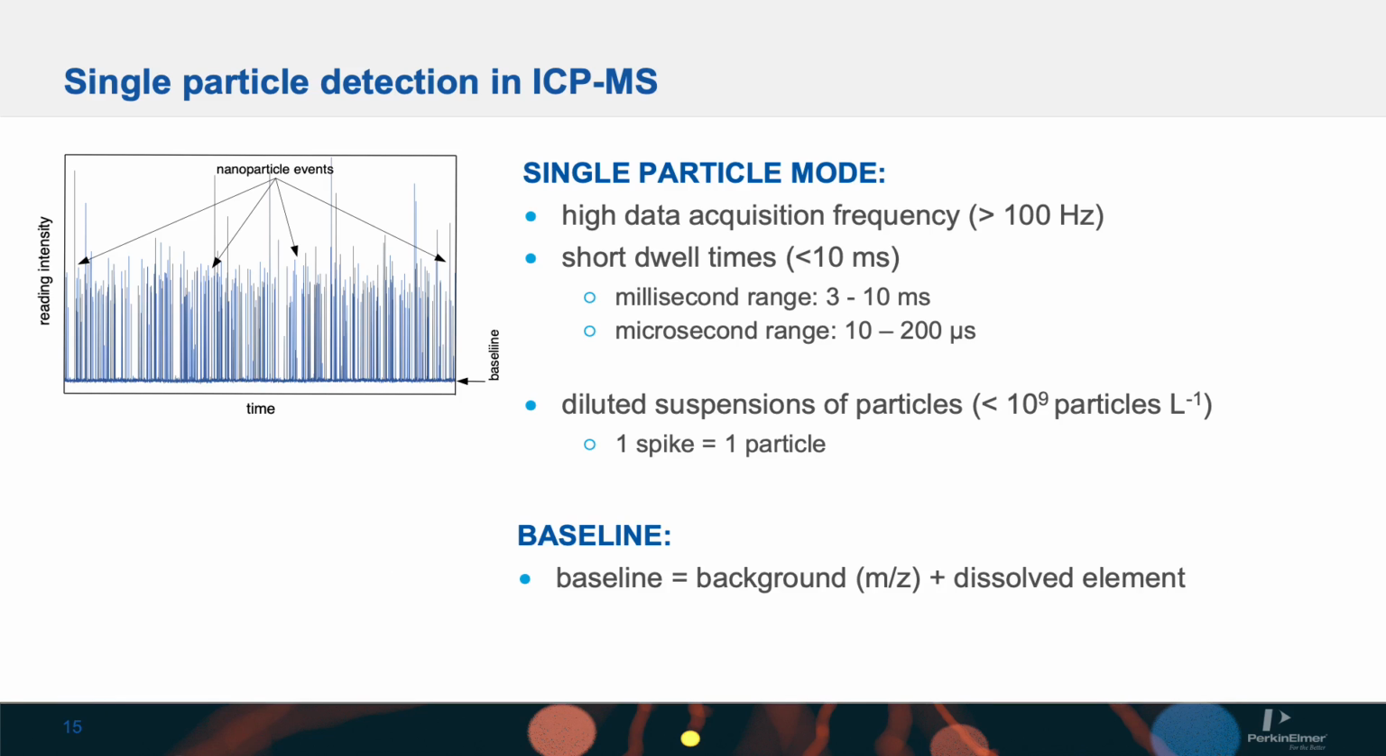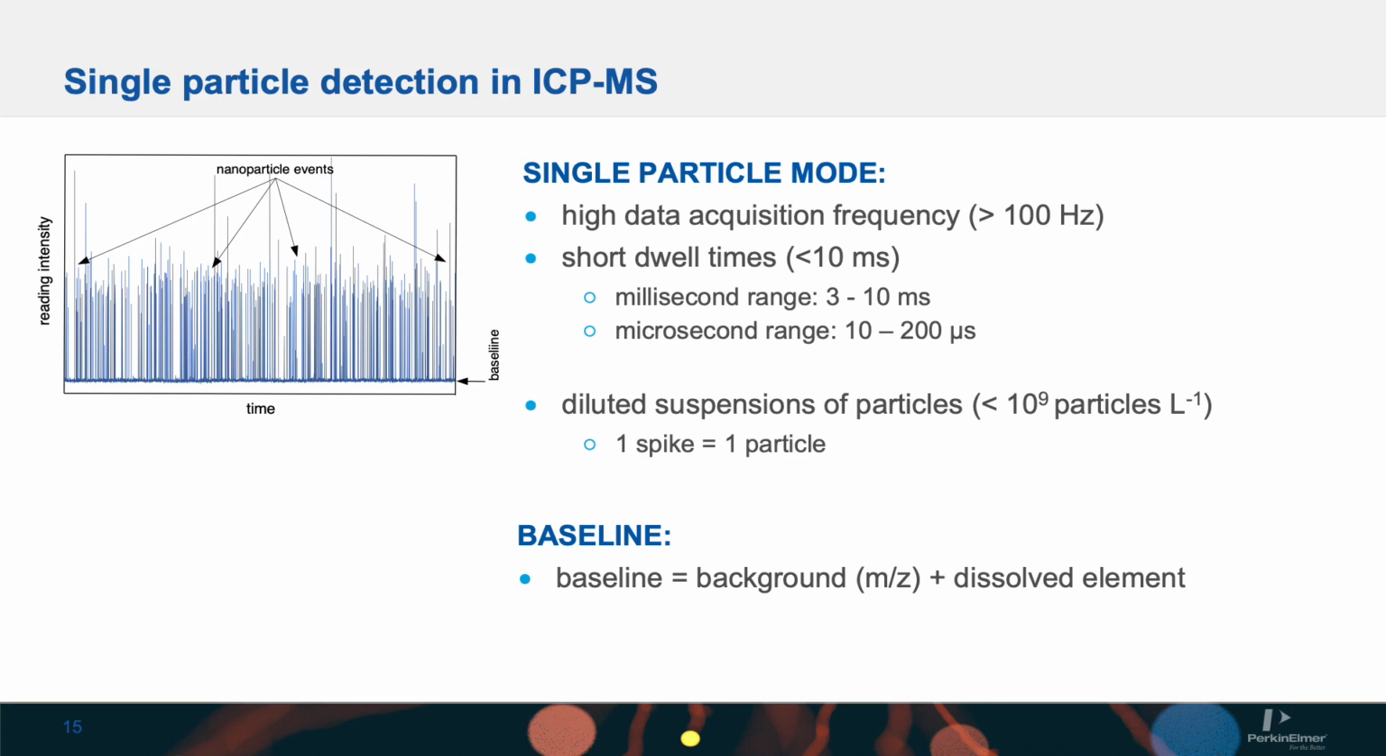Now let's have a look at the baseline. The baseline is due to the background of the mass we are measuring, but it can also be due to the presence of dissolved form of the element we are monitoring. Because particle concentration is very low, just some of the droplets in the aerosol will contain a particle, but all the droplets will contain the dissolved element, of course, if it is present in the sample. This means that for suspension of common nanoparticles, the baseline is going to be very close to zero, whereas if this contains ionic gold, higher intensities will be expected.